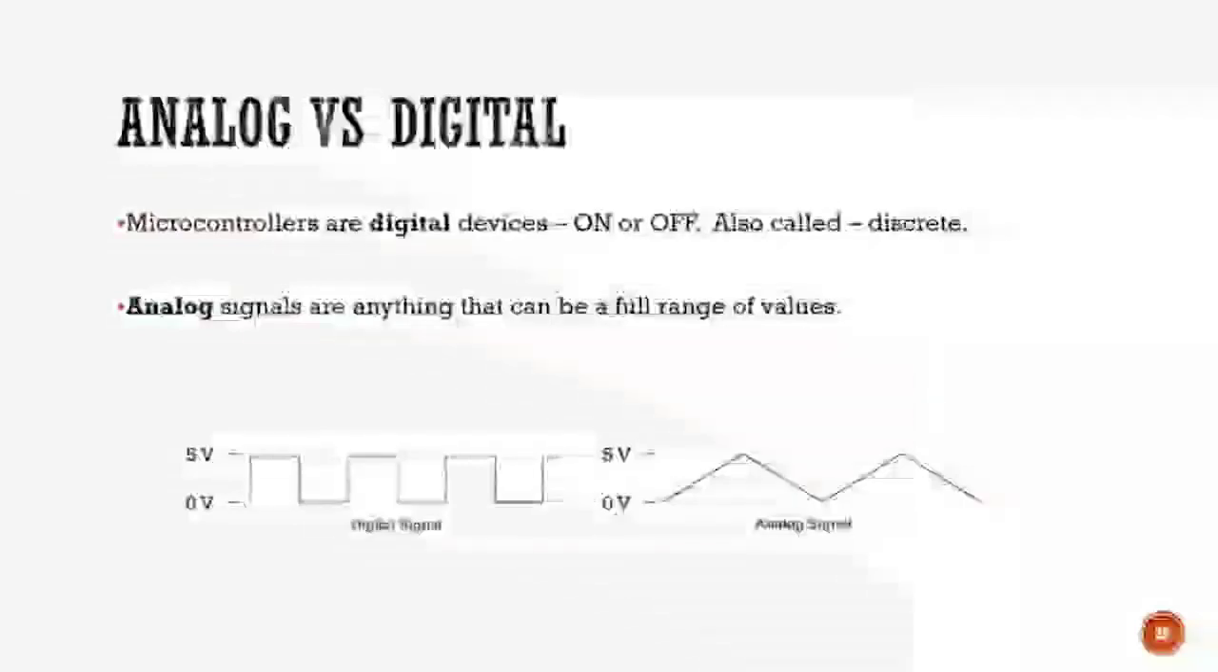Microcontrollers are digital devices as they operate on DC voltages. So what is digital? Digital means ones and zeros, also called discrete. Analog signals are anything that can take the full range of values. For example, we take a sine wave as an analog signal. Here 0 means logic 0, 5 volts means logic 1. So it's a digital signal. And here we are showing a triangle signal, that is 0 to 5 volts of full range. So it is an analog signal.